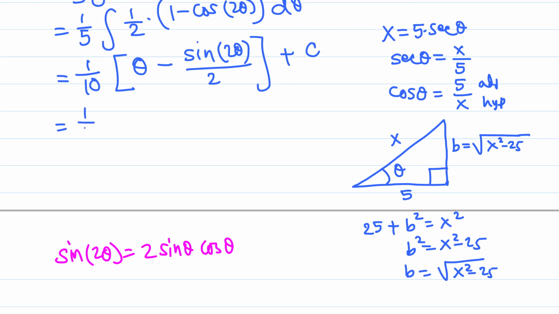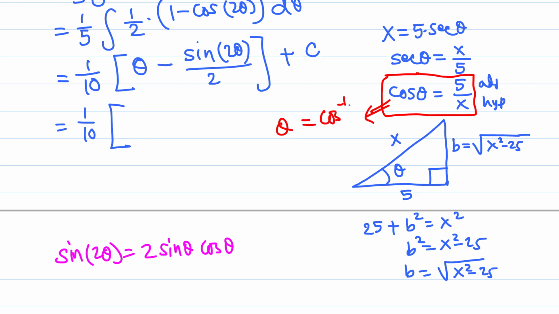So this is 1 over 10. By the way, theta, you can write from here, by here or here, doesn't matter which one. Let's use cosine. Cosine theta is 5 over x. That means theta equals, take cosine inverse of both sides, cosine inverse of 5 over x. Or we could have used this as well. In this case, theta would be secant inverse of x over 5. So these are equivalent.